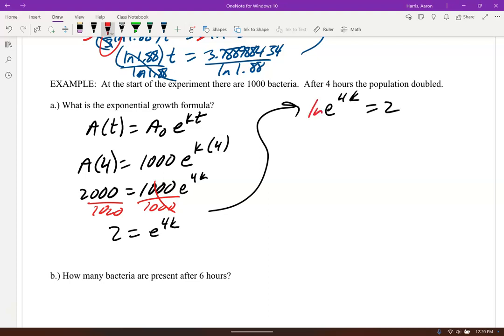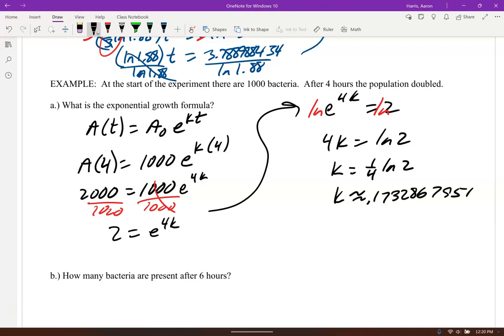So let's undo e with the natural log. So we've got 4k equals the natural log of 2. And then I'm going to divide both sides by 4. So I have 1/4 the natural log of 2. That's what our k is. 1/4 times the natural log of 2, which is 0.17328679951, blah blah blah. Keeps going. Okay.